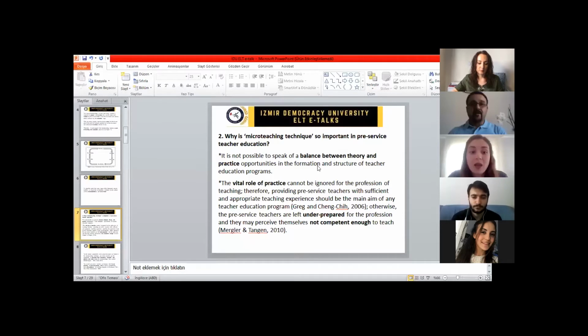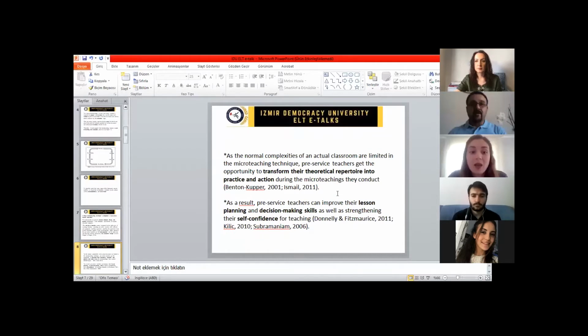There is such a risk for their case. And yes, they can transform their theoretical repertoire into practice and action. They improve their lesson planning skills. They improve their decision-making skills, because when they are designing their lessons, they have to make lots of decisions. It also improves their self-confidence. This is another benefit of micro-teaching technique.